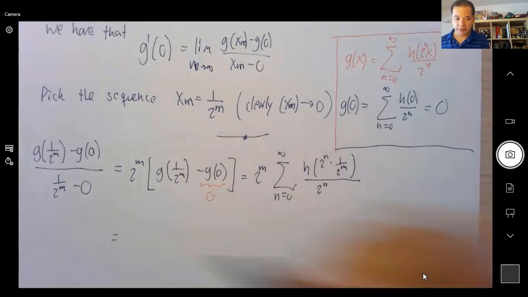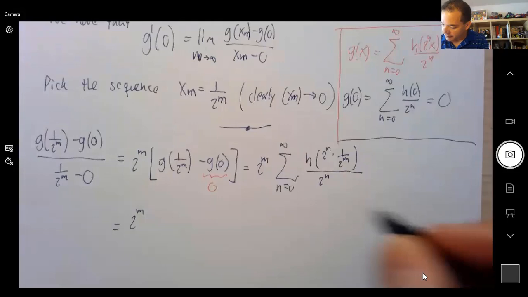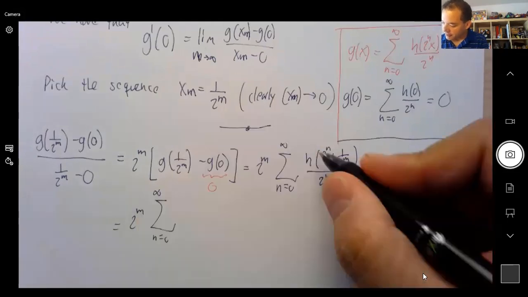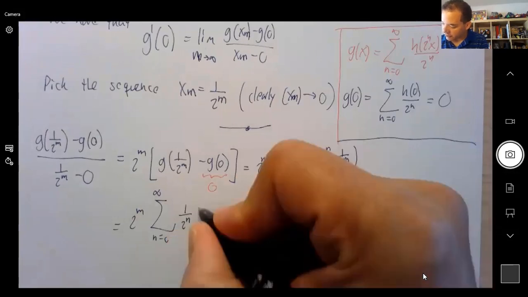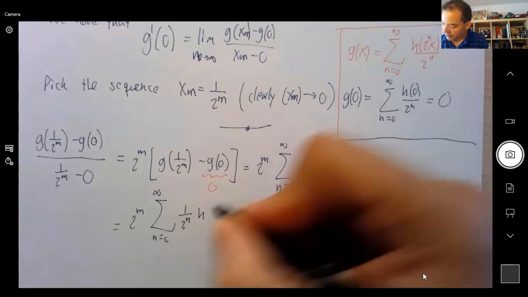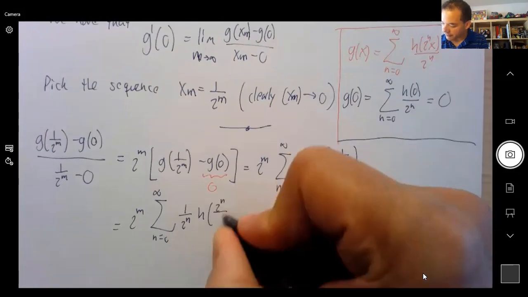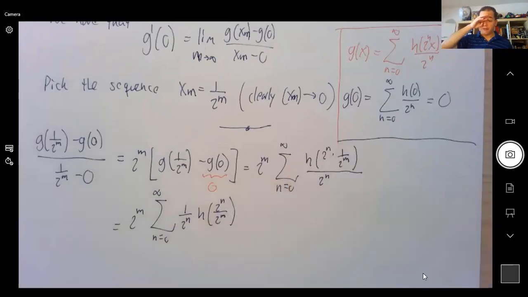So continue over here. This will be 2 to the m, and then the infinite series from 0 to infinity of 1 over 2 to the n, h of... okay, let's leave it actually. I'm going to write it like this. It seems like I didn't do anything, but I want to tell you a little bit about what we need to do here.